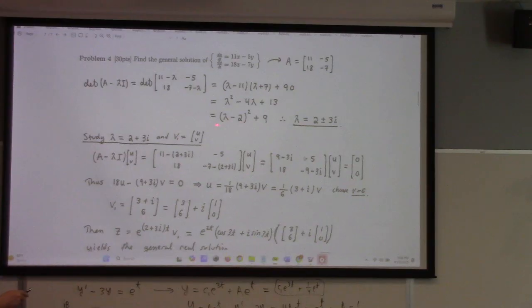Now, once I've done that, I can read from this immediately that my eigenvalues are 2 plus or minus the square root of 9, which is 3i. So, yeah. Now, then I have to find the eigenvectors, right? So I have A minus lambda I times (u, v), which is this, which is that. And so basically these are the same equations, but I'll just look at the second one because I like it. It's kind of pretty.